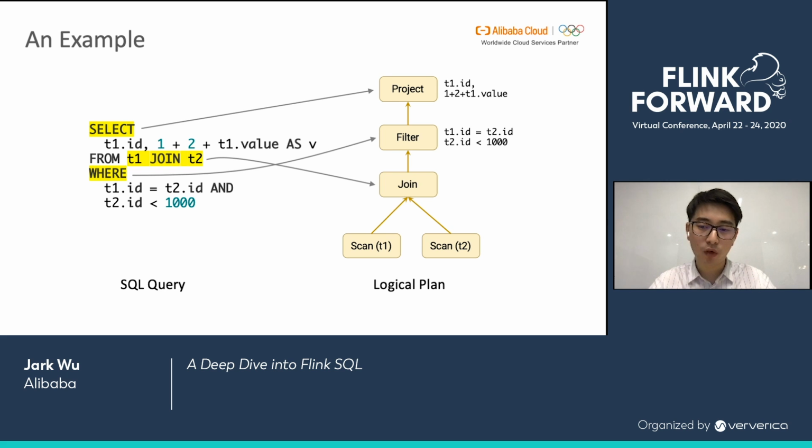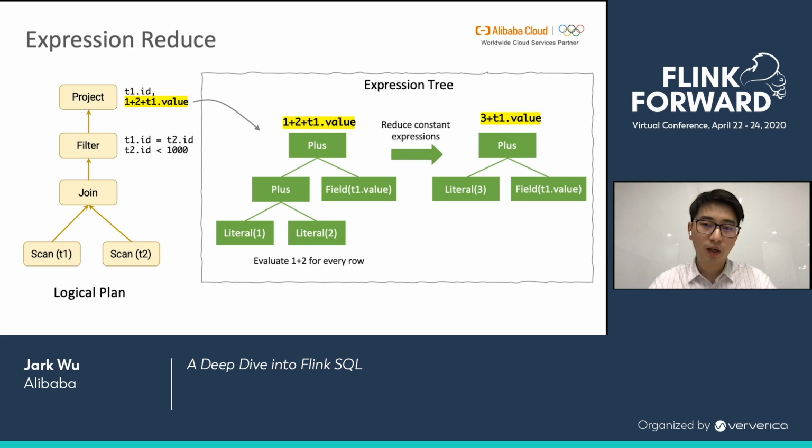And the logical plan will then be sent into the optimizer for optimizations. And I will introduce some of the optimization rules. The first one is expression reduce. Expression is used to describe how to generate a new column using the input columns. In this example, we can find 4 kinds of expressions. For example, 1 plus 2 plus T1.value is an expression. In Flink SQL, field references and literal values are also expressions.